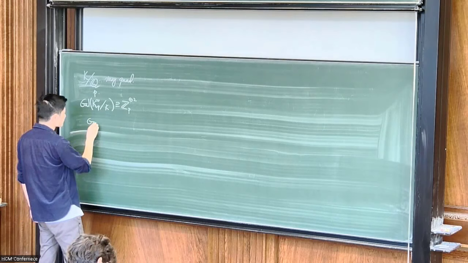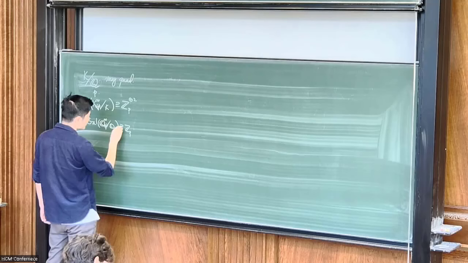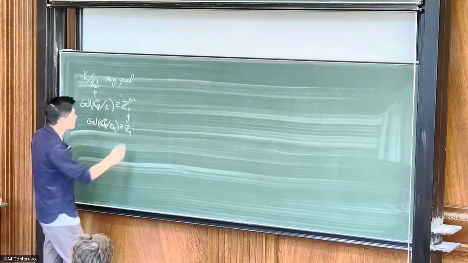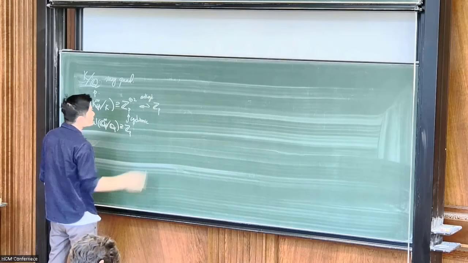Maybe I should put this is Z_p, it contains Z_p. This copy of Z_p is called the cyclotomic one, and there is another copy of Z_p called anticyclotomic. I'll give a more formal definition in a more general setup.